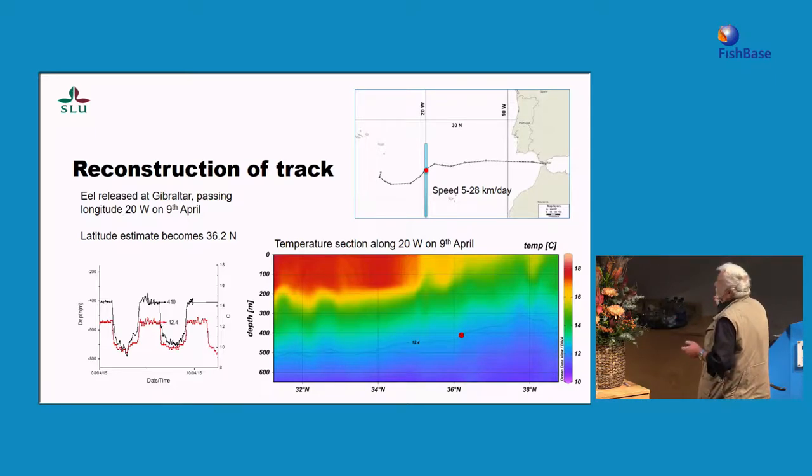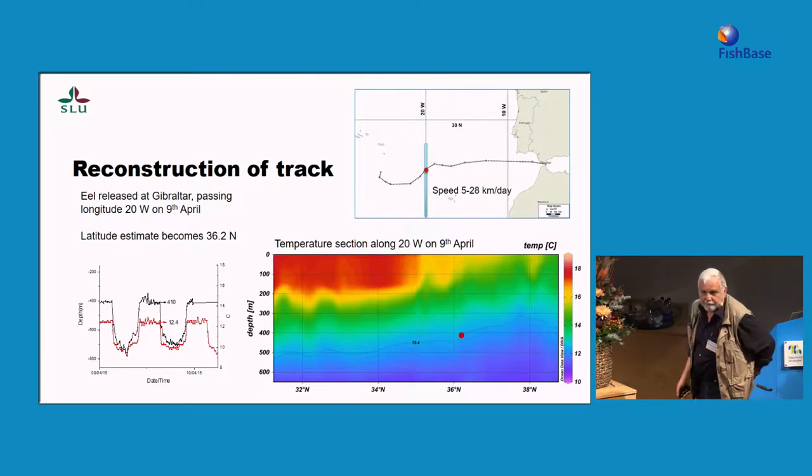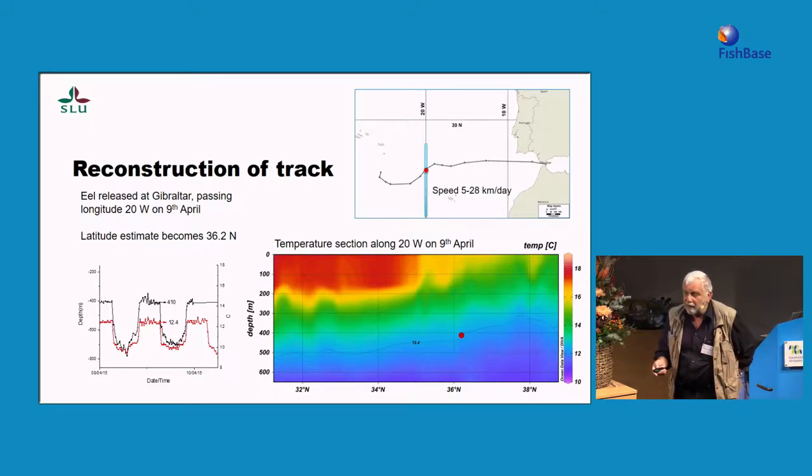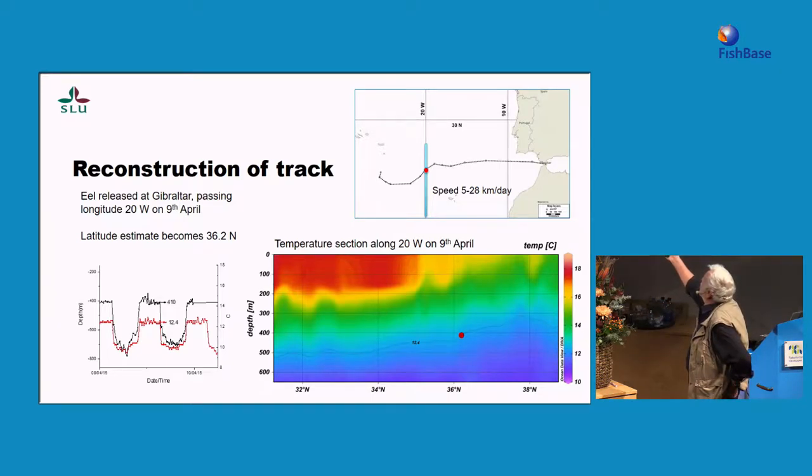and in this case we had 12.4 degrees, it's this line, and 410 meter depth, and the intersection is here. And then we knew that this was the latitude of the eel that day. And then you do that over and over again and get some kind of reconstruction of the whole trajectory.